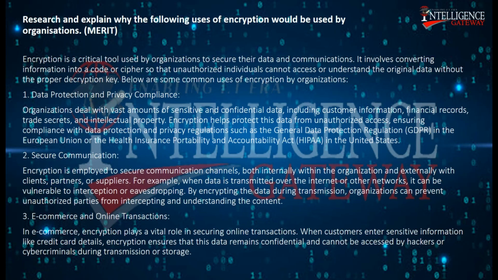2. Secure communication. Encryption is employed to secure communication channels, both internally within the organization and externally with clients, partners, or suppliers. For example, when data is transmitted over the internet or other networks, it can be vulnerable to interception or eavesdropping. By encrypting the data during transmission, organizations can prevent unauthorized parties from intercepting and understanding the content. 3. E-commerce and online transactions. In e-commerce, encryption plays a vital role in securing online transactions. When customers enter sensitive information like credit card details, encryption ensures that this data remains confidential and cannot be accessed by hackers or cybercriminals during transmission or storage.